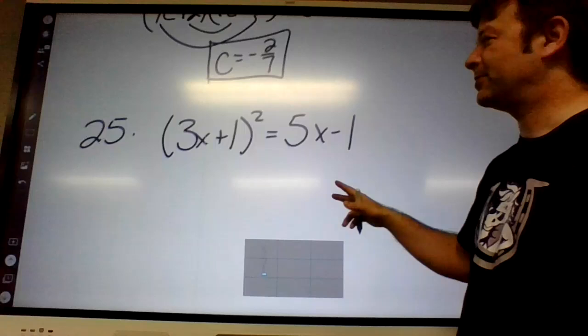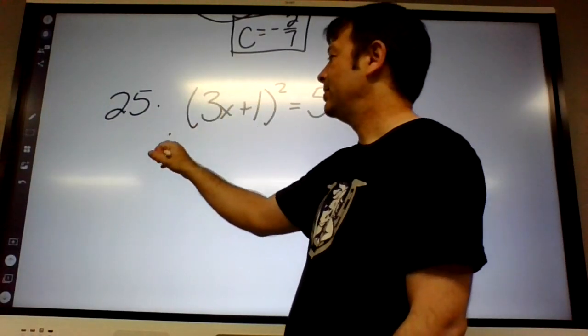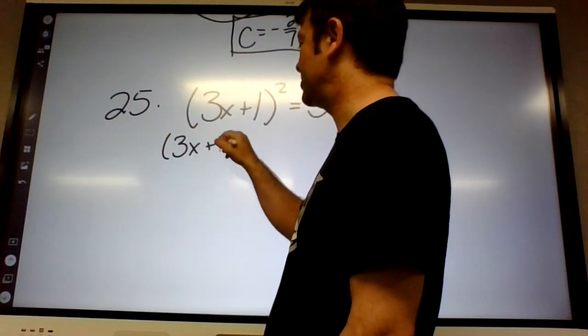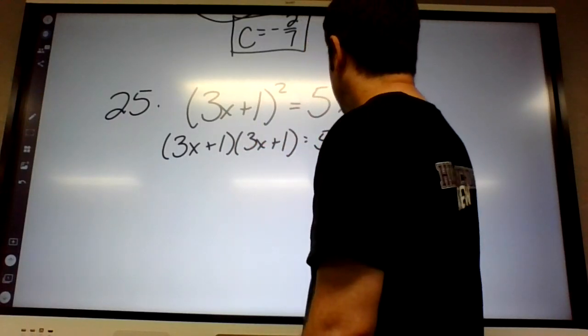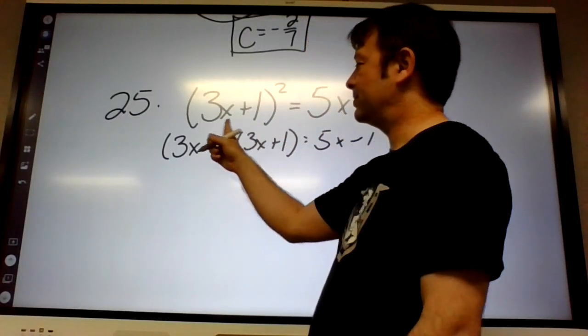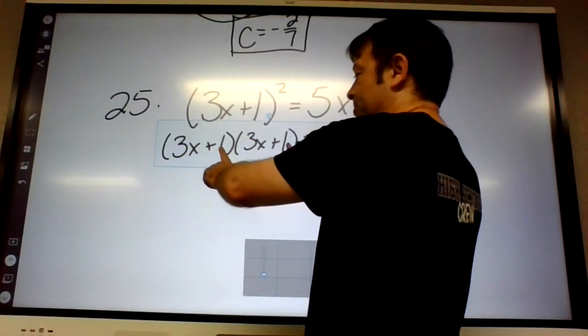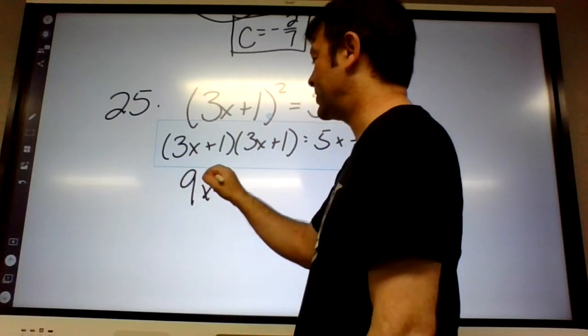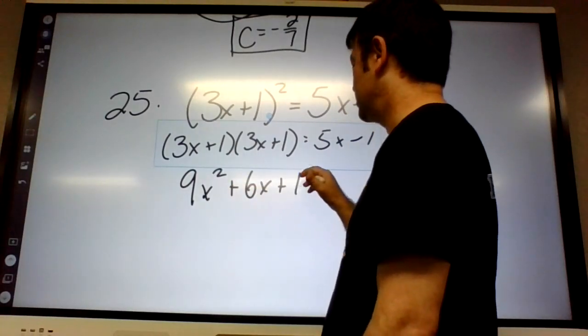So we have to do this the long way, which is we actually are going to have to FOIL this out. You have to do 3x plus 1 times 3x plus 1 equals 5x minus 1. So this is a FOIL right here. This is 9x squared plus 3x plus 3x plus 1. So I'm fast forwarding this. This is 9x squared plus 6x plus 1.